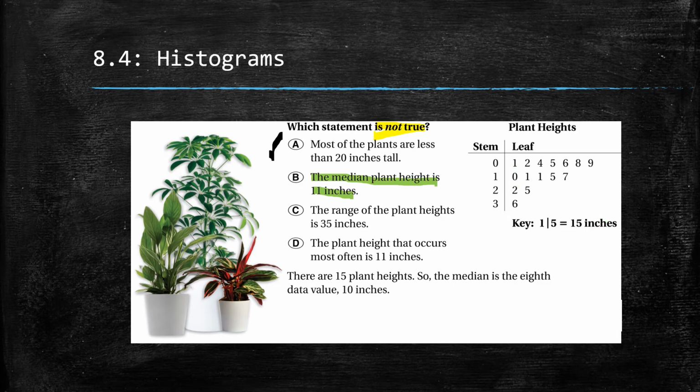The range of the plant height is 35 inches. My lowest value is represented by 1 inch tall for the plant, and my highest value is 36 inches. The difference between 36 and 1 is 35. So that is a true statement.